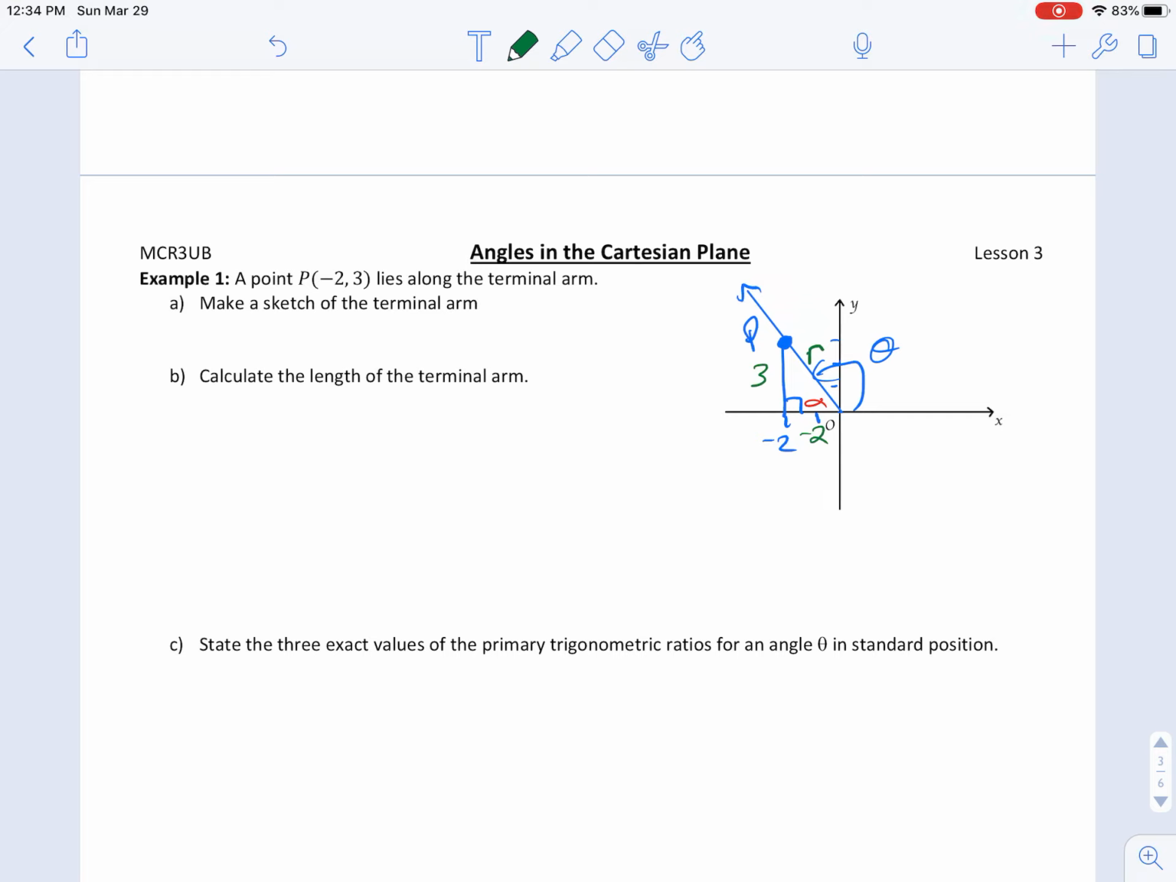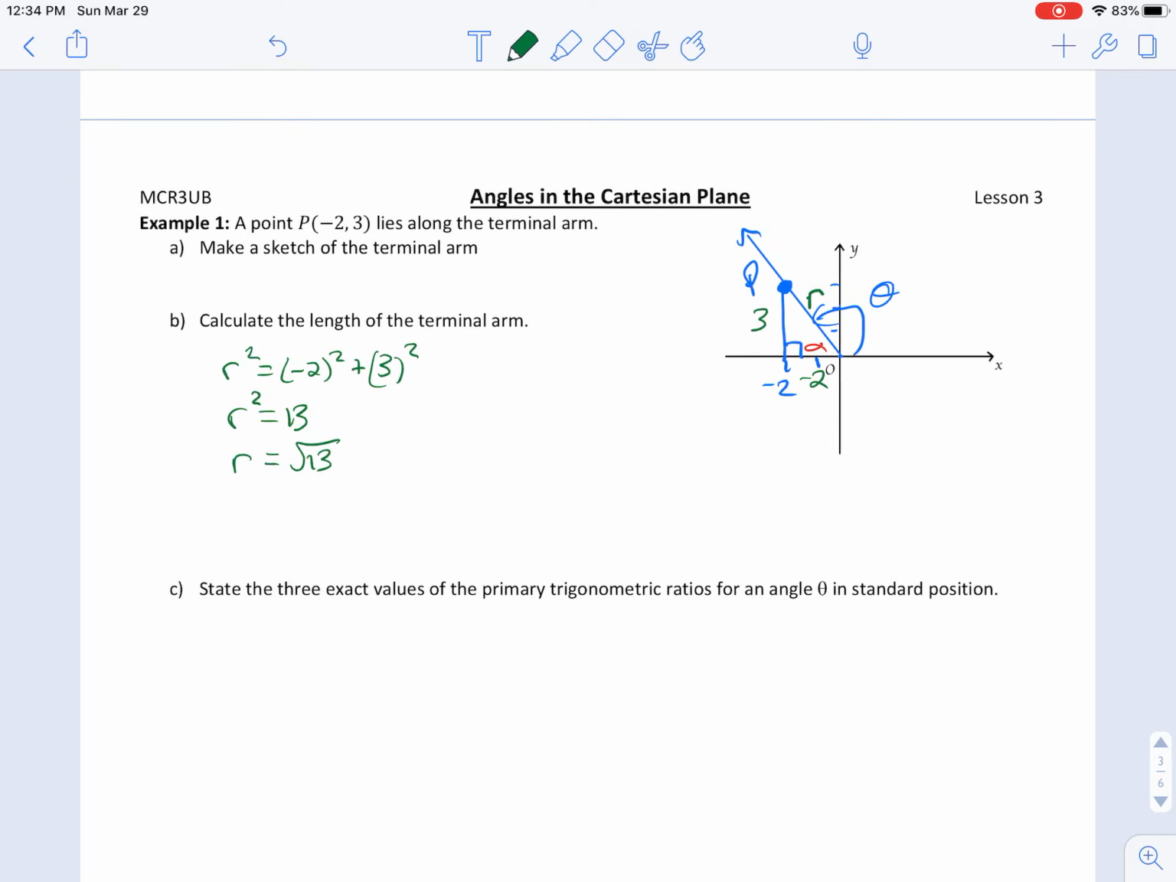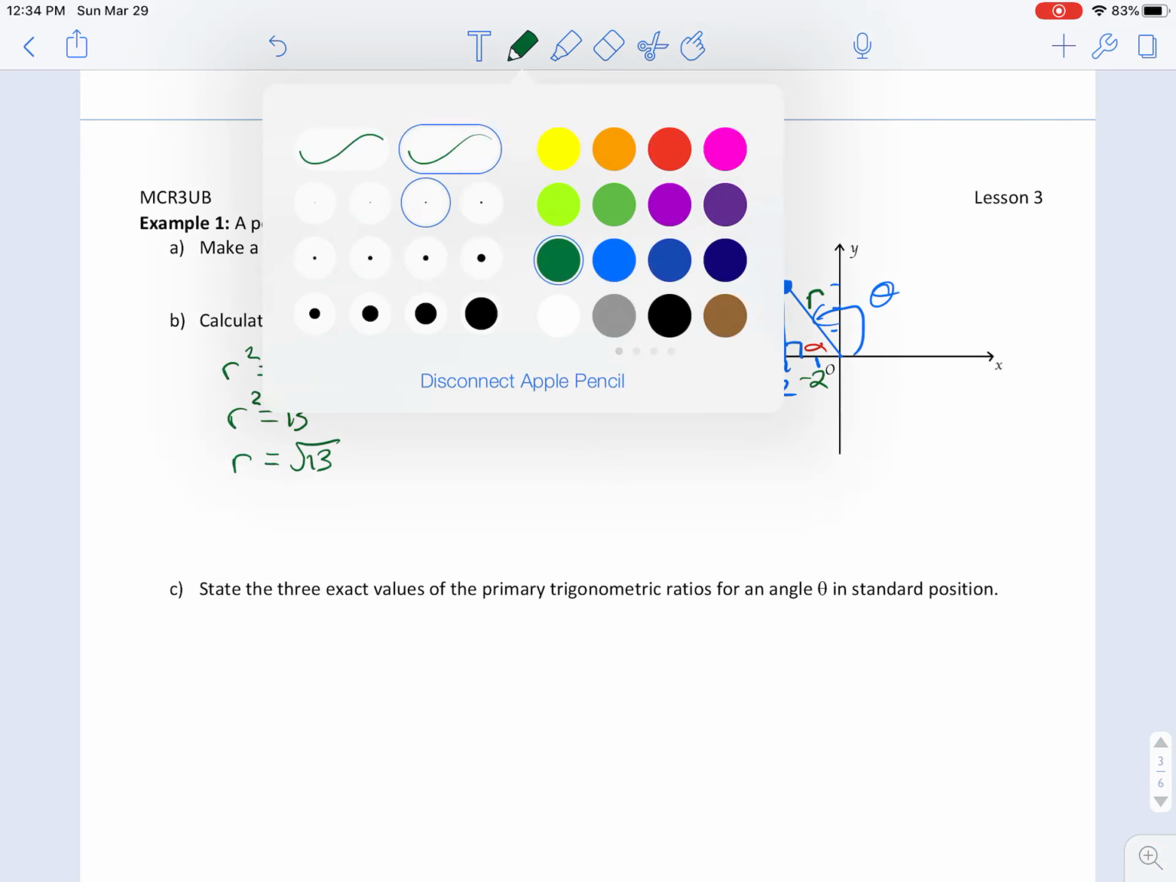So part B says calculate the length of this terminal arm. So this is where we need to use Pythagorean theorem. So r squared equals -2 squared plus 3 squared, like that. And we can work that out, and we end up with just 13. But that's the squared version, so we have to take the square root. So we get r equals root 13. If we could, we would simplify that, but there are no perfect squares to take out of 13.